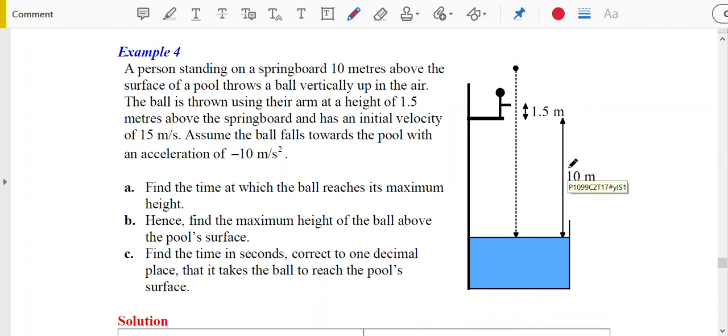So we've got an example. A person standing on a springboard 10 meters above the surface of a pool throws a ball vertically up in the air. The ball is thrown using their arm at a height of 1.5 meters above the springboard and has an initial velocity of 15 meters per second. Assume the ball falls towards the pool with an acceleration of -10 meters per second squared.